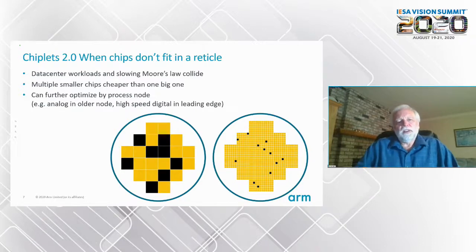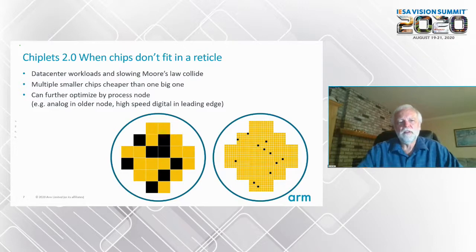When you start stacking chips or building multiple chips for a system, you can actually do some additional optimization. So you could, for example, put your analog in an older node or your high-speed digital in a leading edge node and so on. So there's a lot of benefits to doing this level of scaling as well. But I'm going to talk even beyond that about where we can go next.